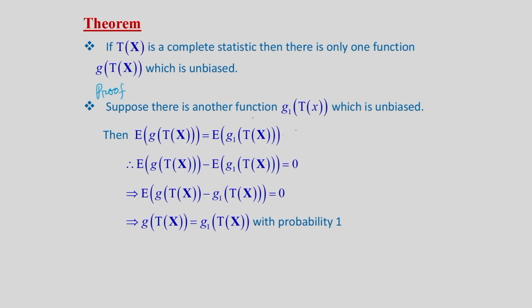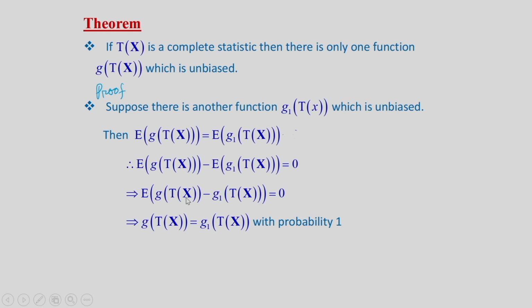Suppose there is another function g1(T(x)) which is unbiased. So, already g(T(x)) is unbiased. Then E of g(T(x)) must be equal to E of g1(T(x)). Therefore, if I take the E of g1(T(x)) to the left hand side, I will get E of g(T(x)) minus E of g1(T(x)), that must be equal to 0. And so we can take E outside: E of g(T(x)) minus g1(T(x)) must be equal to 0.